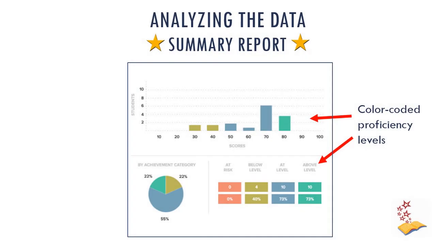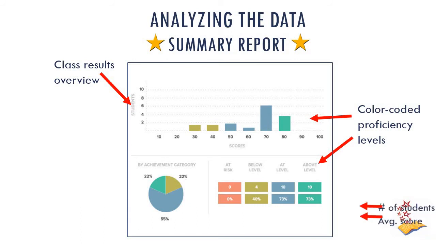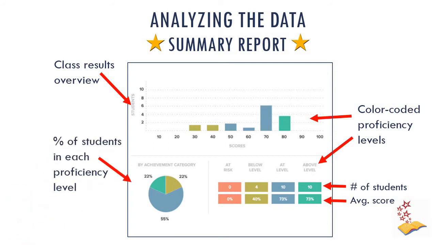The summary report gives 3 different useful points of data all in one report. Each part of this report is also displayed in the color-coded proficiency levels for easy identification. The bar graph represents the class results on any given assessment. The chart on the bottom right shows the amount of students in each proficiency level and the average score of each proficiency level. The pie graph on the bottom left gives the percent of students in each proficiency level.